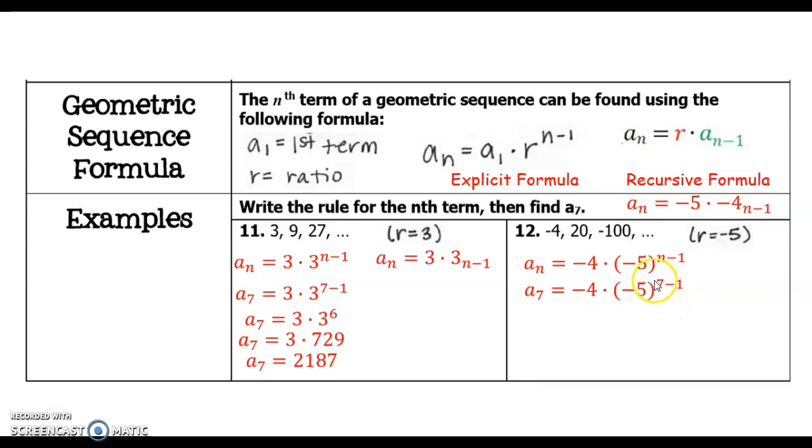All right, moving on. We want to substitute 7 for our n. 7 minus 1 is 6. -5 to the 6th power is 15,625. The last step is to multiply by -4. And a sub 7 is -62,500. Now that's just for the 7th term in this sequence. Look how fast these numbers are growing. We started with -4, and by the 7th term, we're already at -62,000.